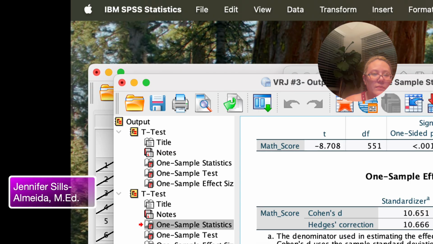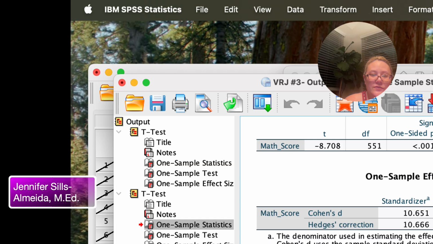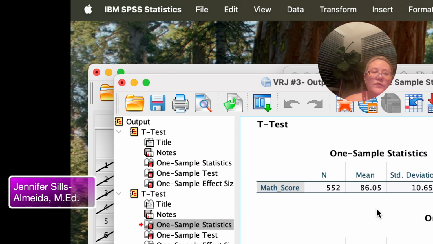And if you look over here, with all of the scores, it does show you. So test value equals 90, but if you look at the first test, the mean, we can see they were about 86.05. The standard deviation was 10.651.